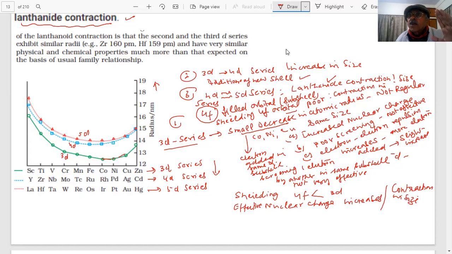This is an important question. Why lanthanide contraction? Due to the presence of completely filled 4f orbitals, whose shielding is poorer. You should know the order of shielding: s is more than p, p is more than d.